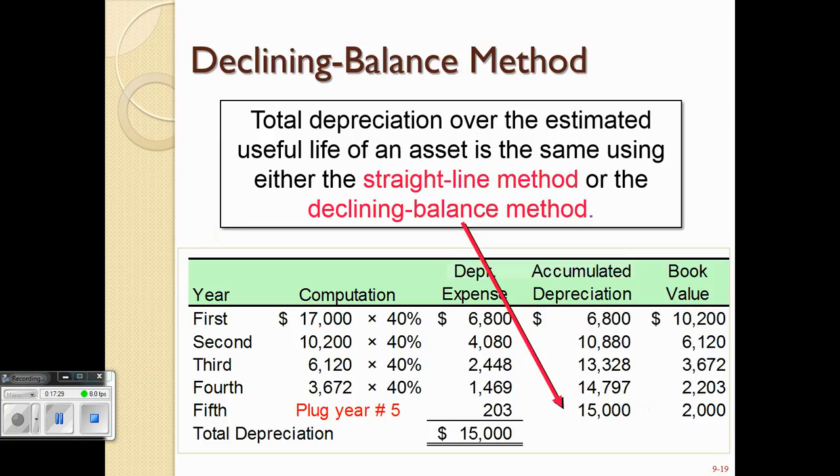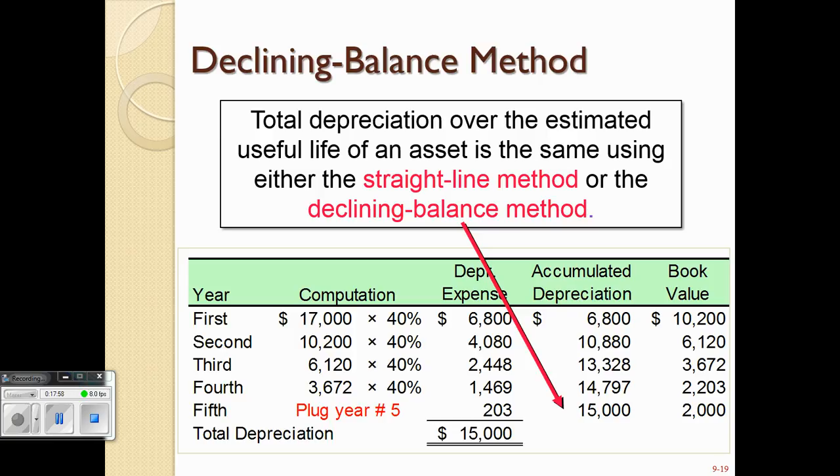And then notice what they do in the subsequent years. After you've depreciated $6,800, the book value is $10,200. So you take the $10,200 and multiply it times 40%, which is the double declining rate, and your depreciation expense in year 2 is $4,080. Your accumulated depreciation now is $10,880, and the book value is down to $6,120.